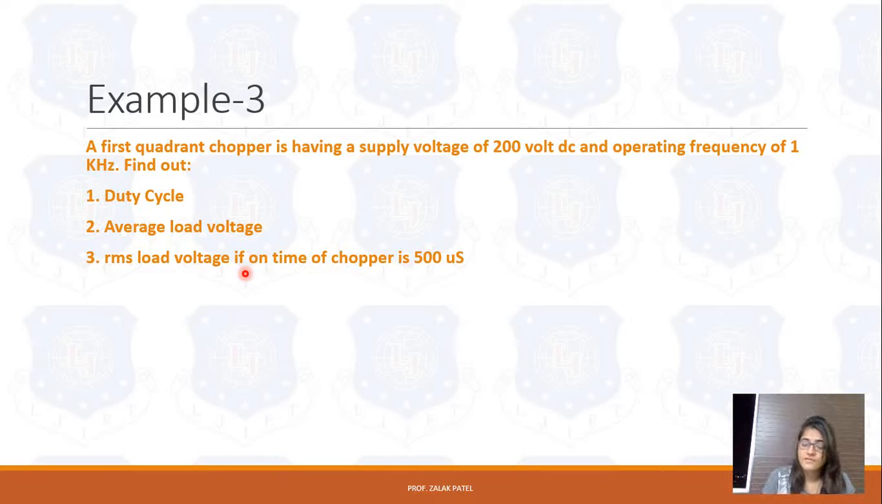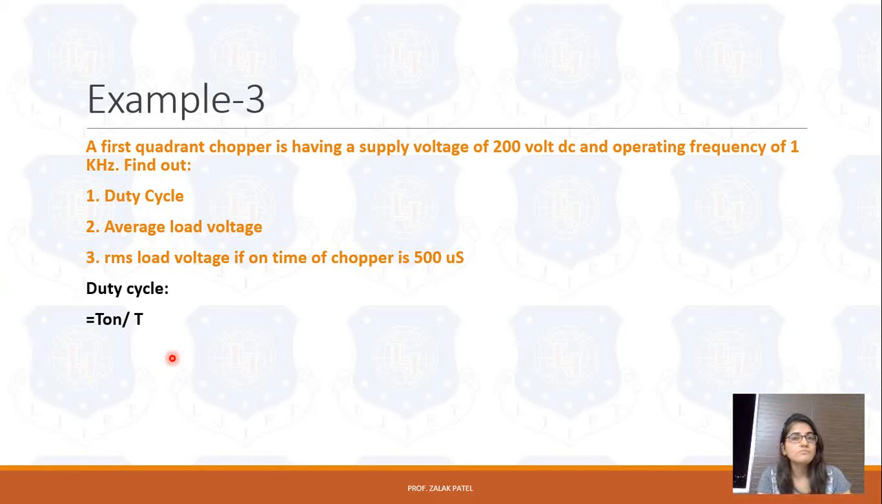So let's start with the solution. First of all, the duty cycle. To find out the duty cycle, it is actually the on time period divided by total time, meaning T on divided by T on plus T off. So this is our duty cycle. If we want it in percentage form, then we have to multiply it with 100.